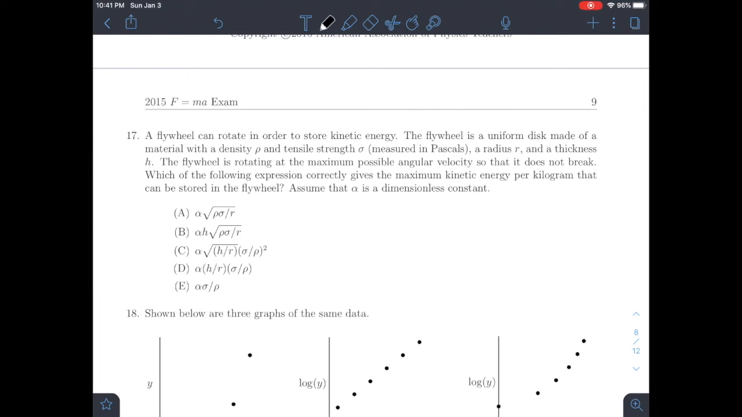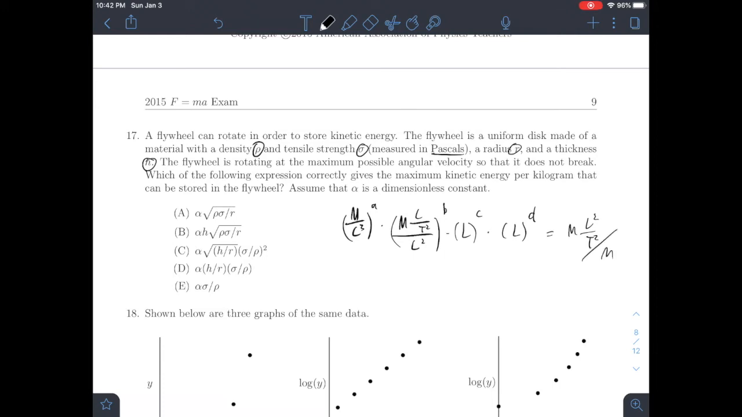So this problem is clearly a dimensional analysis problem. We have rho in dimension, which is m over L cubed, to the a power. This symbol, which is in Pascals, I think it's sigma, yeah, sigma in Pascals, which is force over area, in fundamental units. Radius r is equal to L, and thickness h is also equal to L. Finally we want the result in kinetic energy per kilogram. Kinetic energy is m times L squared over t squared. The units divided by m, the m will cancel out. Here the L cancelled out, so let's rewrite the equation.